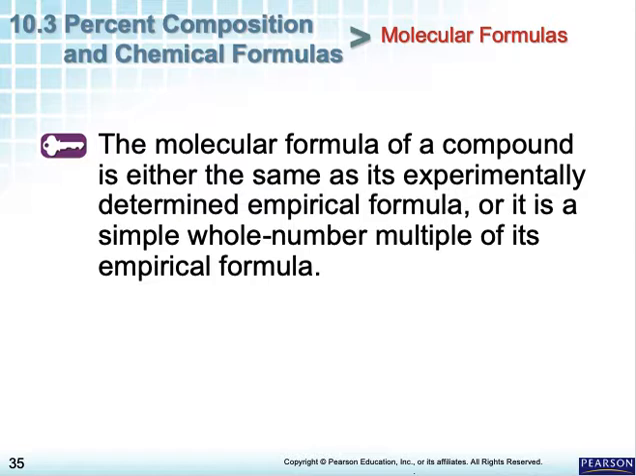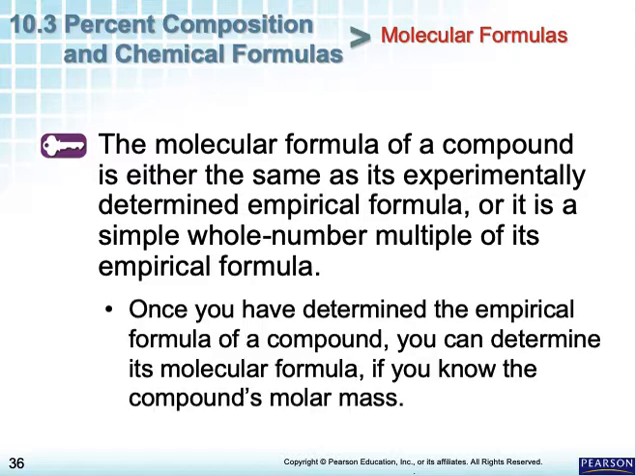So the molecular formula of a compound is either the same as its experimentally determined empirical formula, or it is a simple whole number ratio or multiple of that empirical formula. We're almost done. Once you've determined the empirical formula of a compound, you can determine its molecular formula if you have the compound's molar mass.